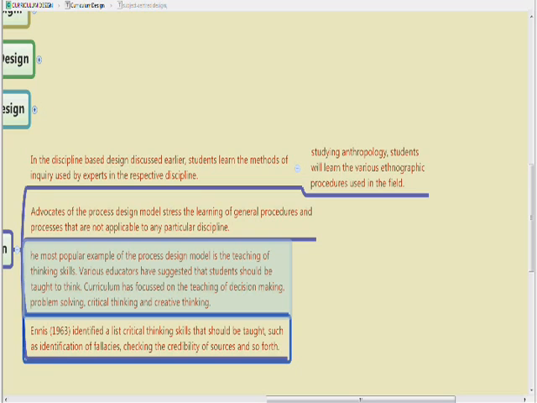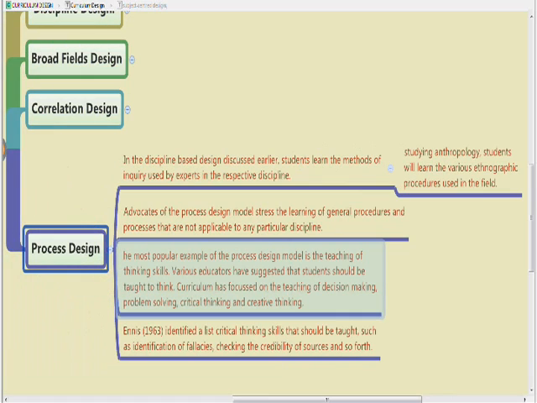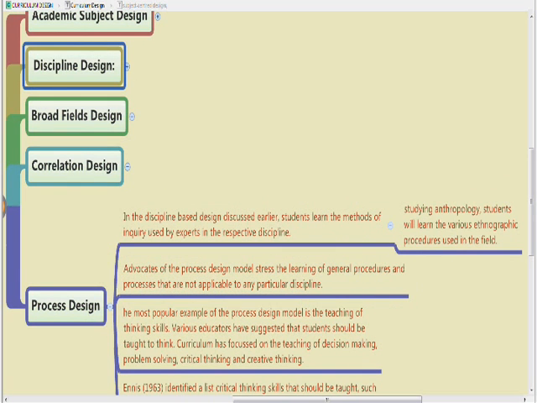And finally, Ennis talks about identifying a list of critical thinking skills that should be taught, such as identification of fallacy, checking the credibility of a source, and so on and so forth. So in the process design model, we are talking about focusing on some of the generic processes that may not have been covered in the discipline design. See, the discipline design was very specific, right? It's for your discipline, whereas the process design focuses on things that generally everybody needs.